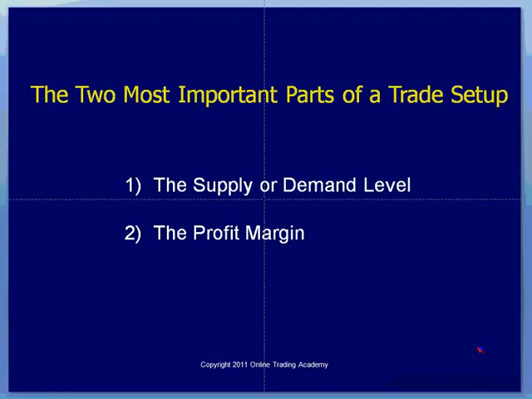We really want to focus 100% today on these two points when we're finding a trade setup: a good supply or demand level, because that's where prices turn, and then a quality profit margin. That's going to determine whether the trade is going to work or not and where it's going to go. We'll apply this to short-term trading and longer-term trading, but we'll focus more on shorter-term stuff today.